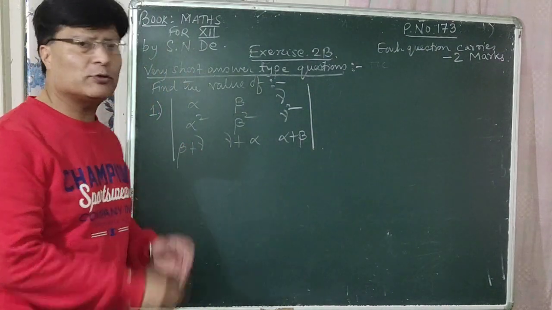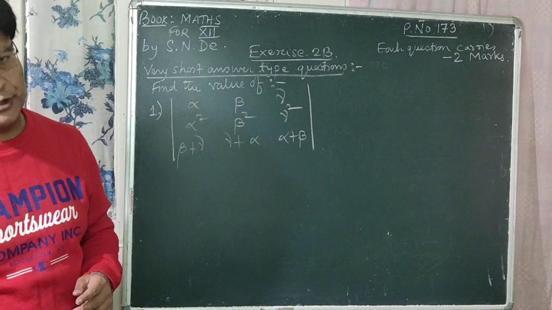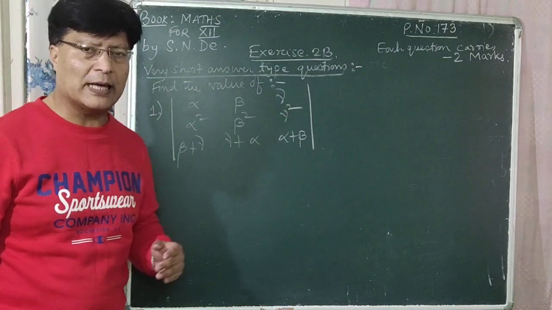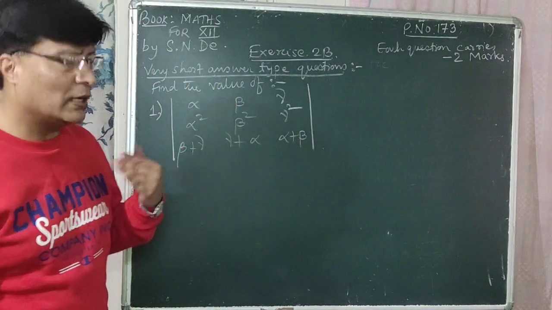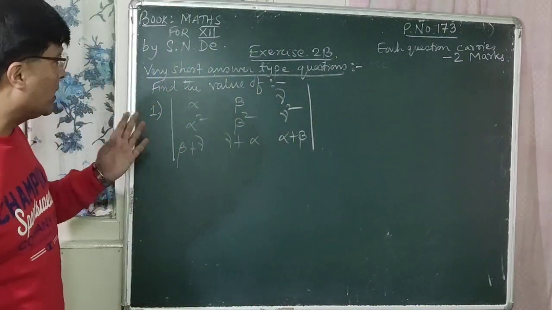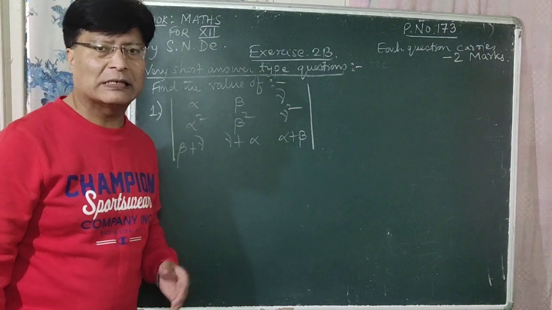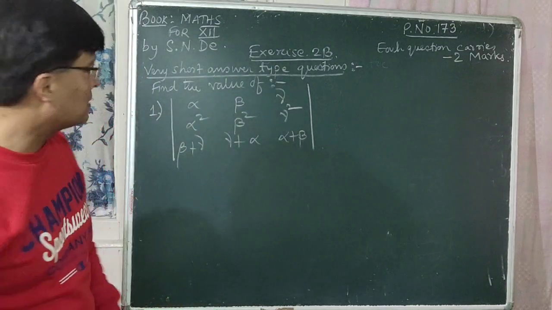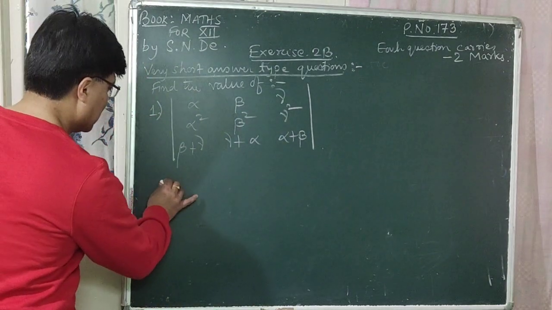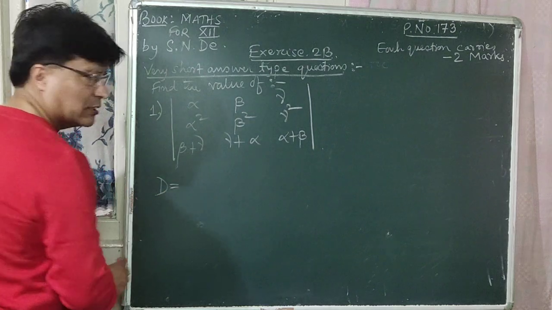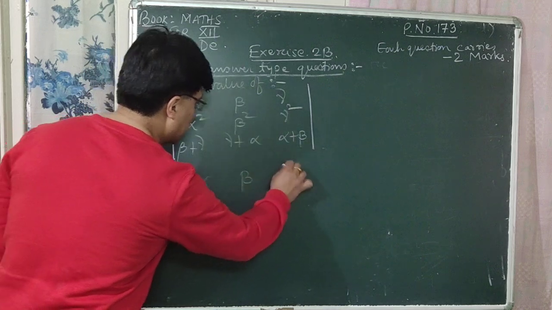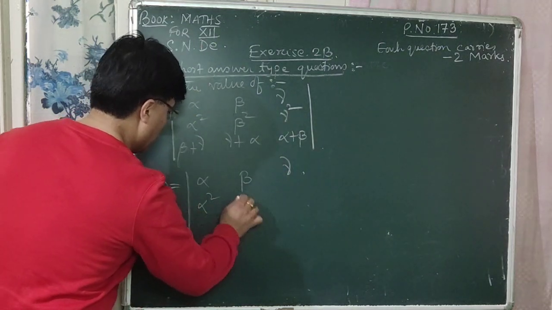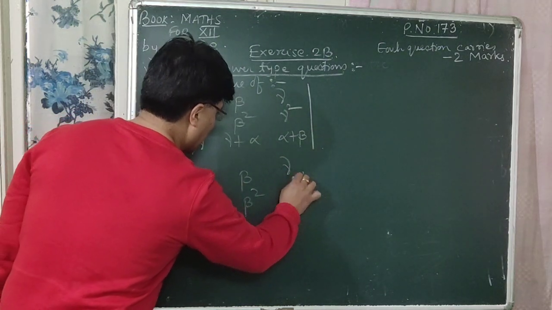Here the question is, find the value of. Number 1. This is a form of a determinant, and this determinant is of order 3 cross 3. That means this determinant is of third order. You have to find out its value, right?